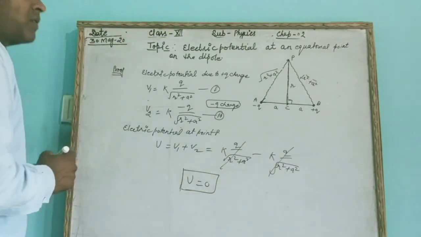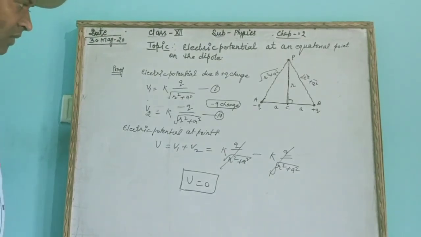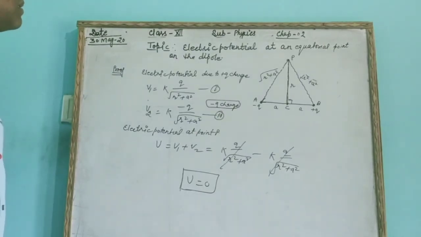Very important topic for the board exam: electric potential at an equatorial point, and in the last chapter, electric field at an equatorial point. Both are important derivations for class 12th. In the last topics, we calculated the potential at the axial point and the equatorial point.